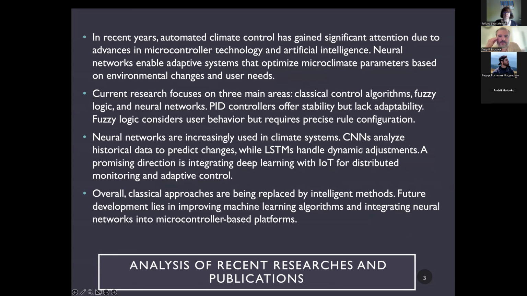In recent years, automated climate control has gained significant attention due to advances in microcontroller technology and artificial intelligence. Neural networks enable adaptive systems that optimize microclimate parameters based on environmental changes and user needs. Current research focuses on 3 main areas: classical control algorithms, fuzzy logic, and neural networks. PID controllers offer stability but lack adaptability. Fuzzy logic considers user behavior but requires precise rule configuration. And other things you can see on this slide.